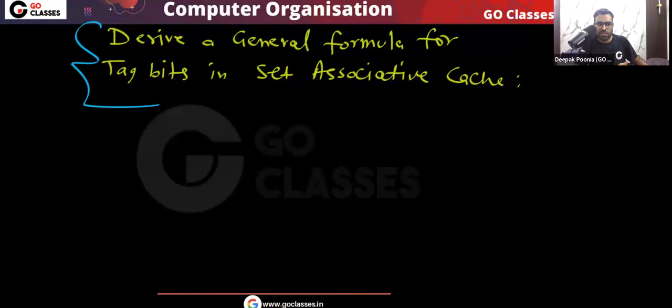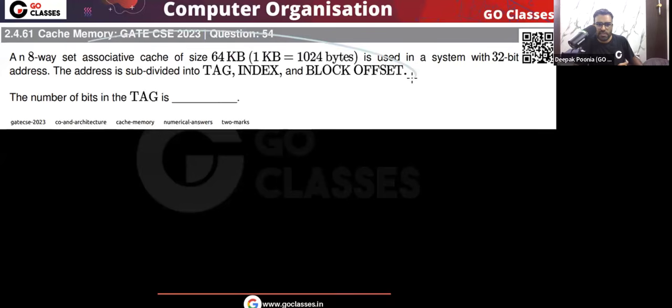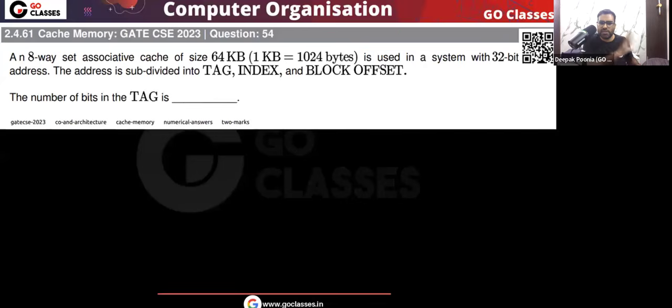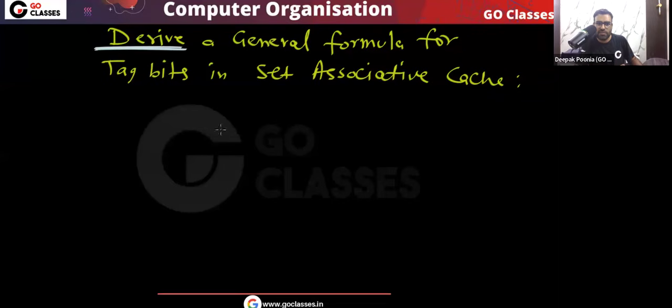Let me give you this question in a weekly quiz. The same data that is given in this 2023 question I will give you, but instead of 8-way, I will give you 2 power k. Here I will give you something like 2 power a, 2 power b, abstract data, and then I will ask you the number of bits required for the tag in a set associative cache memory. So you can derive it. The same way we have done this question, you can do that question also.